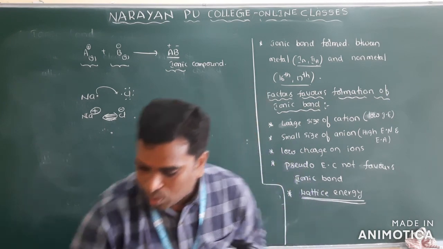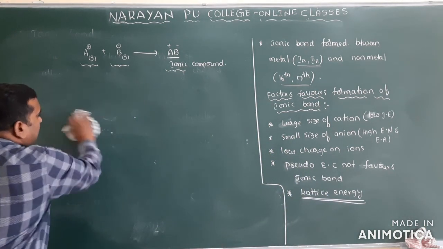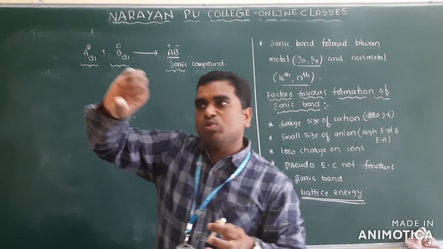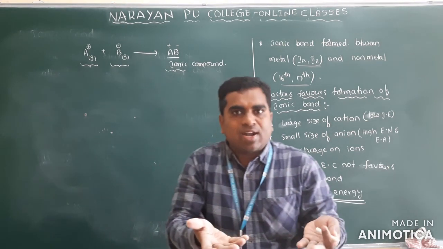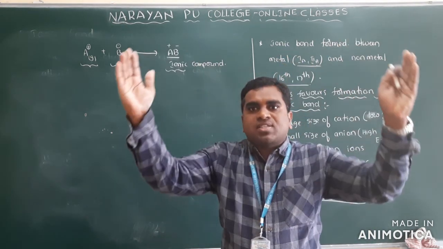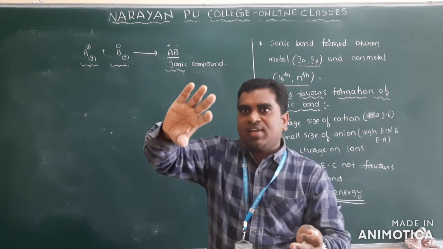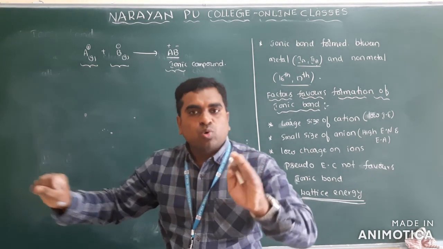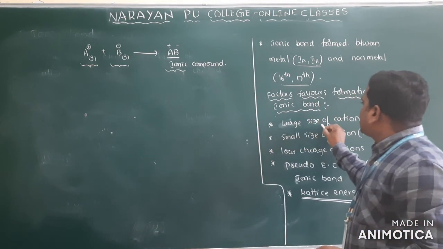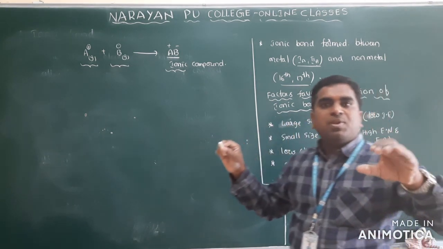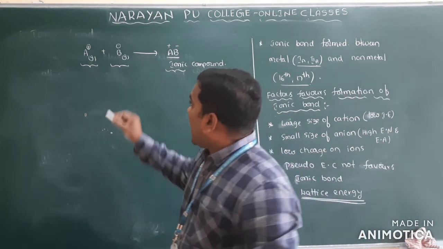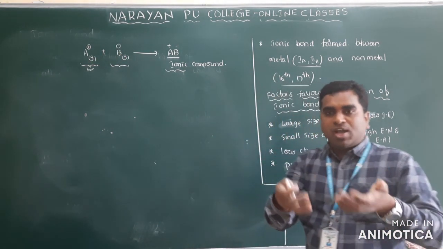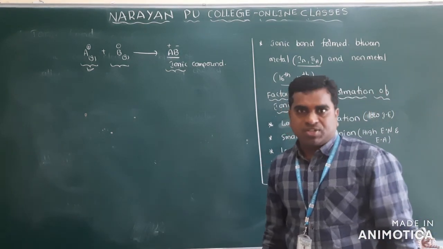What is my point here? The cation has to form first of all. Cation means you have to remove one electron, and you will get the cation. If the cation size is large, then we can easily remove the electron, as the ionization energy becomes very low. So if the size is large, cation formation takes place very fast. Clear? If cation formation takes place very fast, then ionic bond formation also involves very fast.